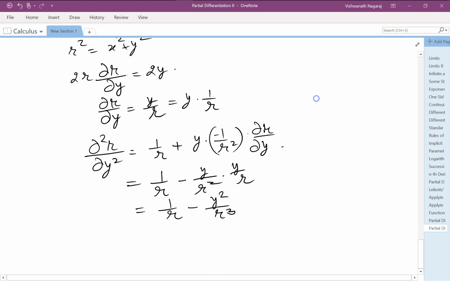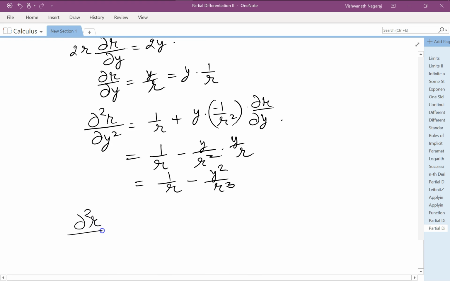Okay, now let's continue with this. Dou square r by dou x square plus dou square r by dou y square.